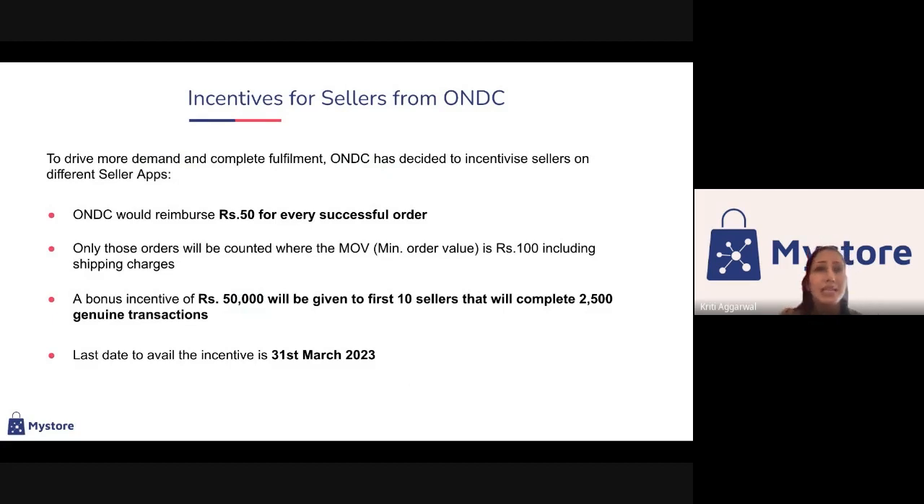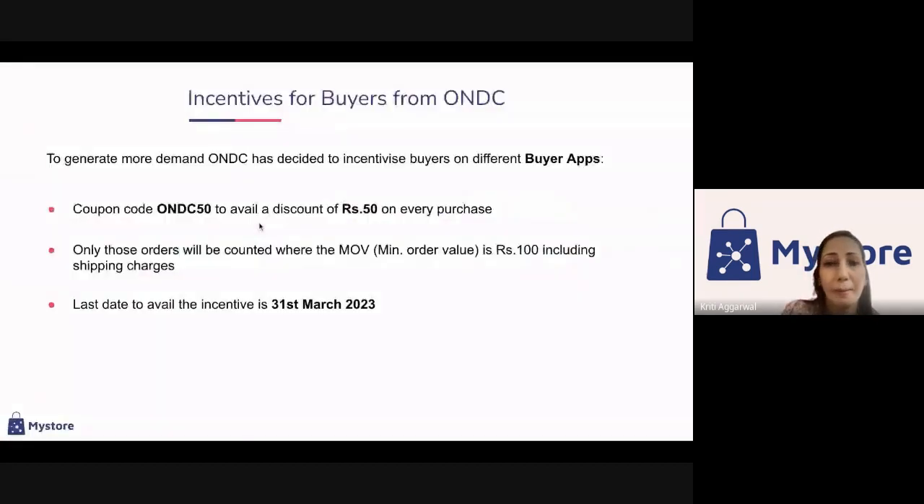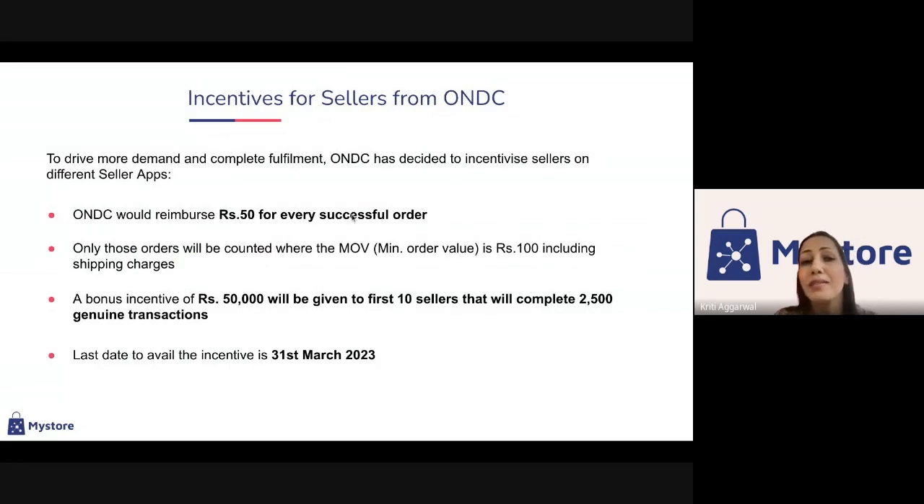Now coming to the incentives that ONDC has laid down for different components on the network. There is the seller incentive, the buyer incentive, and incentives for buyer apps and seller apps. There are a lot of incentives that the ONDC team has come out with, and they're very lucrative. For example, from the seller side, a seller can get 50 rupees on every successful order. The only condition is that the minimum order value, MOV, should be 100 rupees, including logistics.